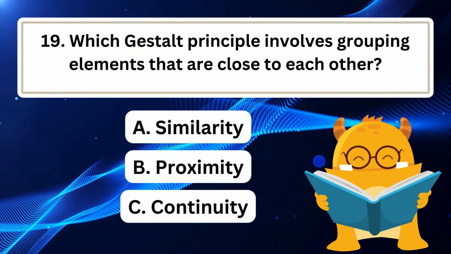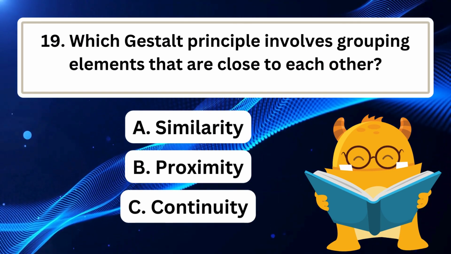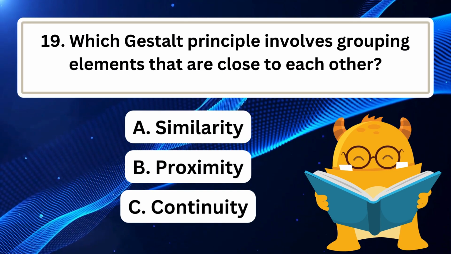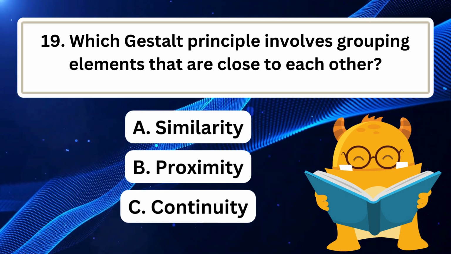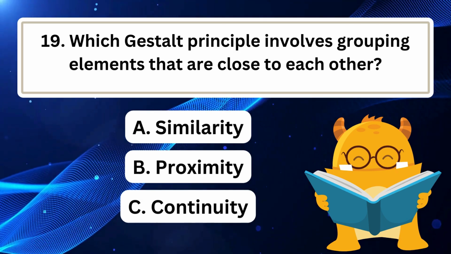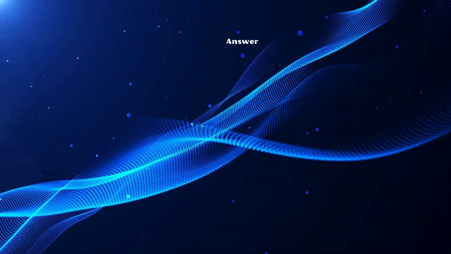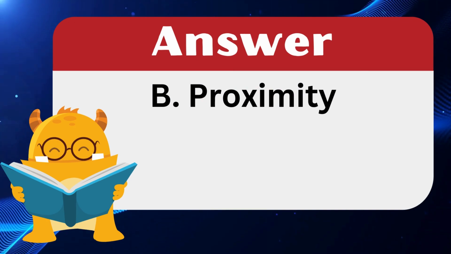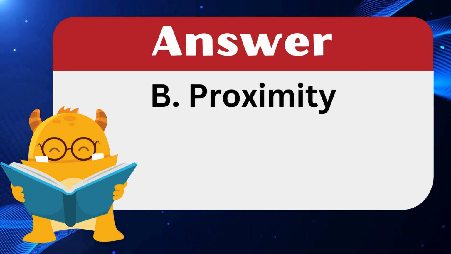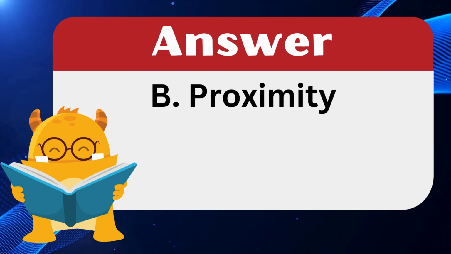19. Which Gestalt principle involves grouping elements that are close to each other? A. Similarity. B. Proximity. C. Continuity. B. Proximity. Proximity is the Gestalt principle that involves grouping elements that are close to each other.